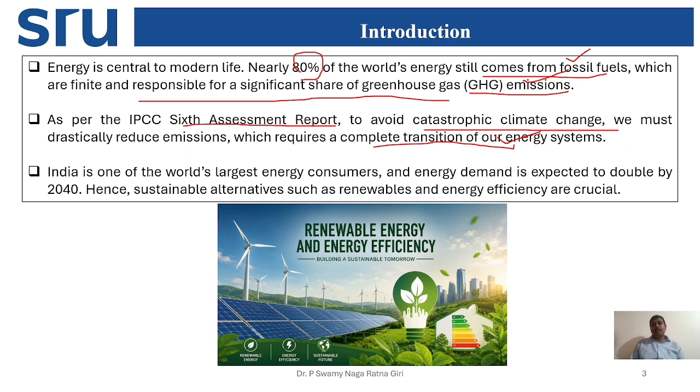India is one of the world's largest energy consumers, because there is a population of 150 crore plus. Daily, a large amount of electricity is needed, especially in the summer seasons, not only by industries, households and the transport system. Energy demand is expected to double by 2040, so we have to understand the demand and know how we are going to balance this energy requirement by 2040.